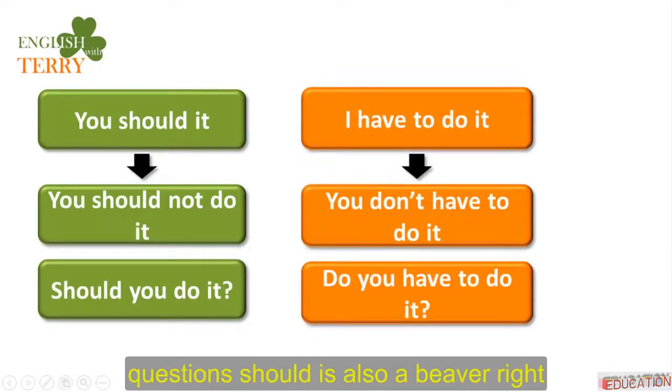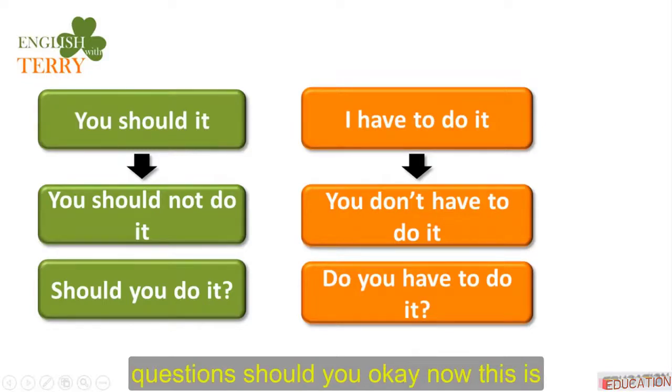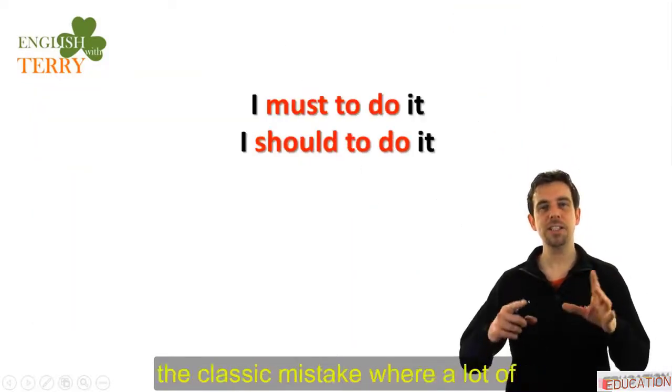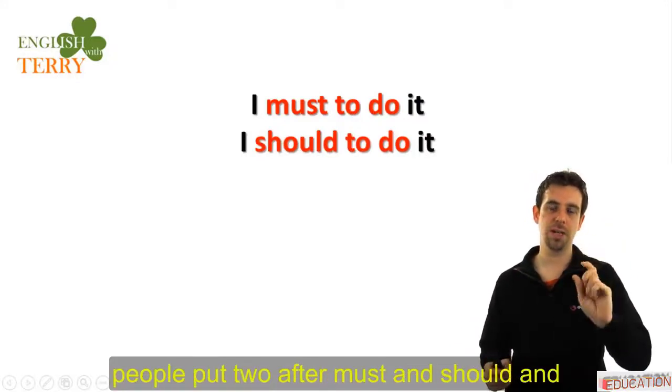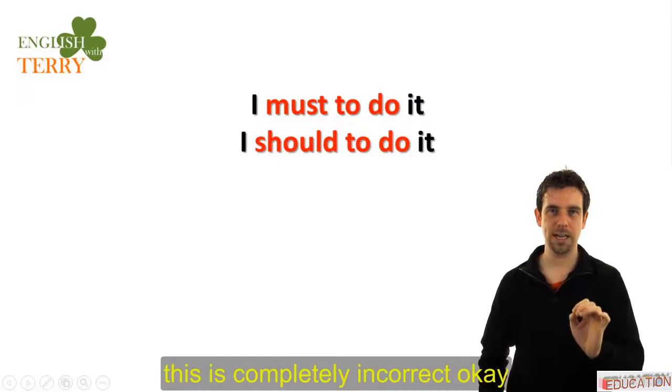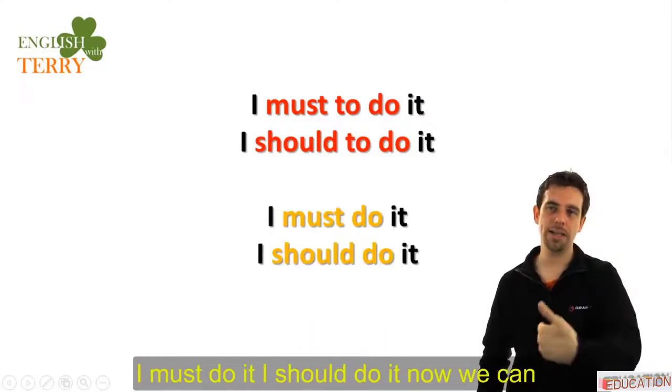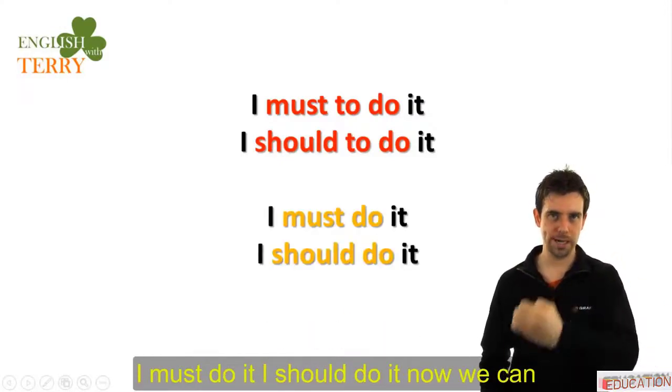Should is also a be verb, right? In the negative, it's you should not. And the question's should you, okay? Now, this is the classic mistake where a lot of people put to after must and should, and this is completely incorrect, okay? So I must do it, I should do it.